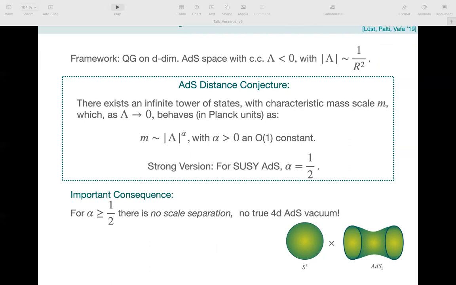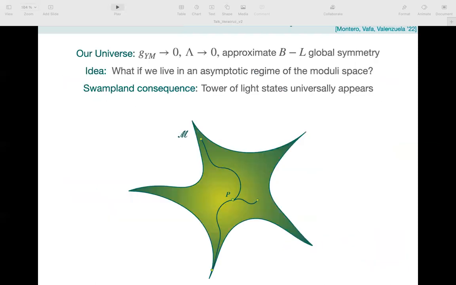So effectively, there is no true supersymmetric AdS vacuum with scale separation, because always the scale of the anti-de Sitter will effectively directly detect the modes that are arising in the compact manifold, the Kaluza-Klein modes that are living in the compact space. Okay. So this is a very recent idea that has very interesting consequences.